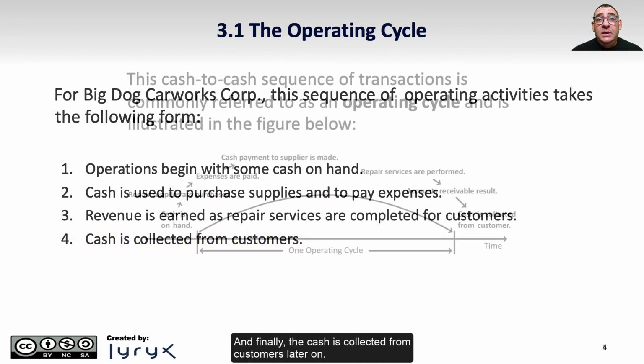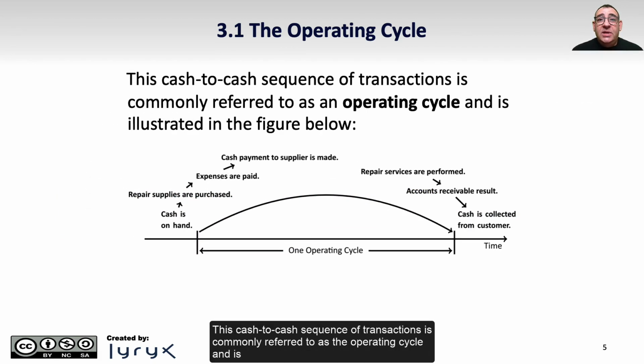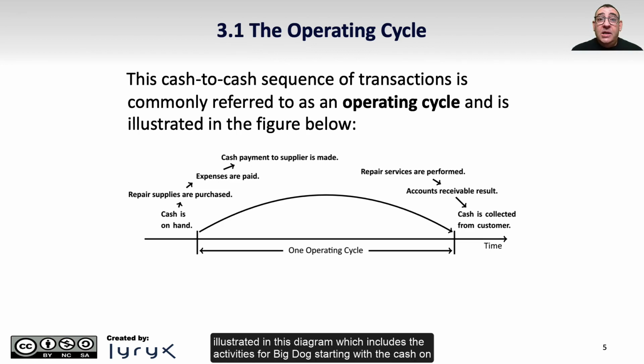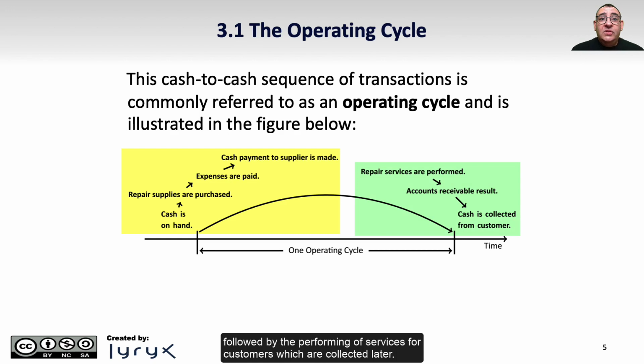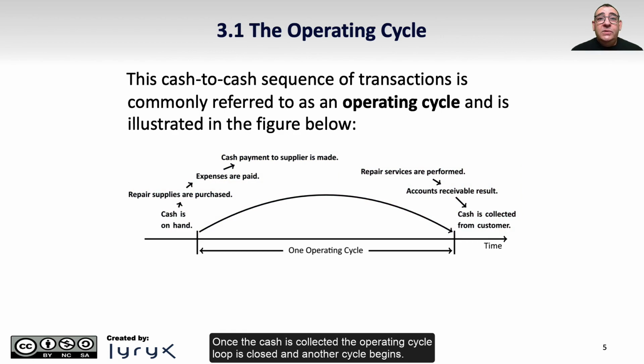This cash-to-cash sequence of transactions is commonly referred to as the operating cycle and is illustrated in this diagram, which includes the activities from Big Dog starting with the cash on hand, which is used to purchase repair supplies and other expenses, followed by the performing of services for customers, which are collected later. Once the cash is collected, the operating cycle loop is closed and another cycle begins.